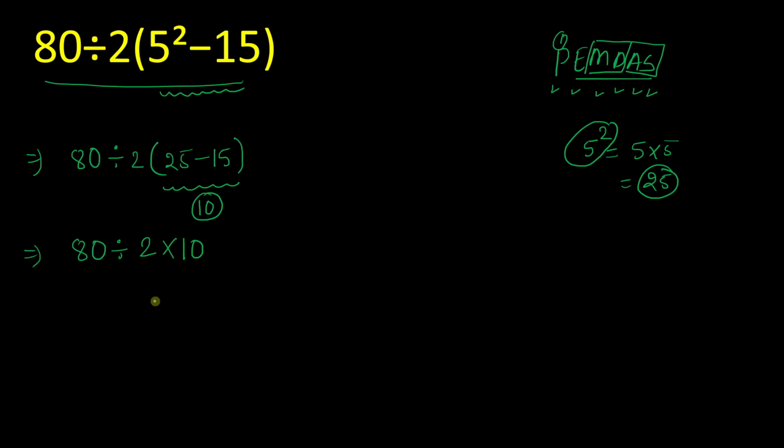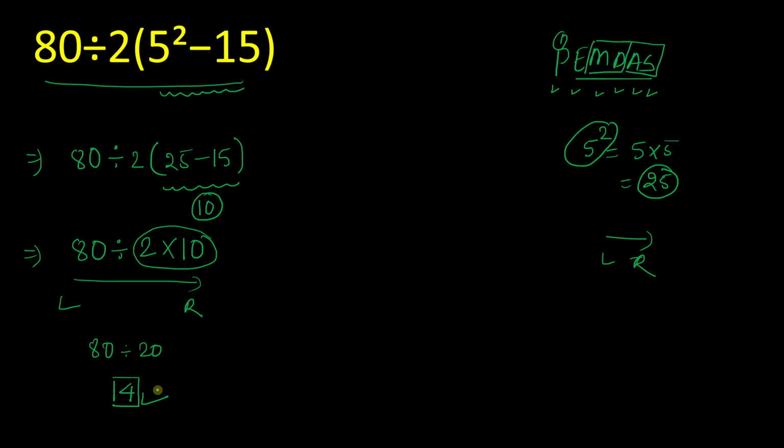Now here, as we can see, there are two operations, multiplication and division. As you know, multiplication and division are in the same criteria, so we will solve left to right. Don't try to multiply first, which is 2 times 10. If we did, we would get 80 ÷ 20, and 80 divided by 20 gives 4 as an answer. But this will not be the right answer.